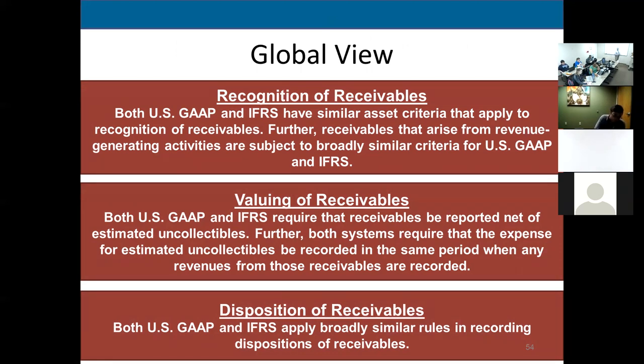In valuing receivables, both U.S. GAAP and the international standard require that receivables be reported net of estimated uncollectibles. Furthermore, both systems require that the expense for uncollectibles be recorded in the same period when any revenues from those receivables are recorded. And in the disposition, both GAAP and the international standard apply similar rules in recording the disposition of receivables. So you're going to look at very similar viewpoints under both standards under the recognition, value, and the disposition of receivables.